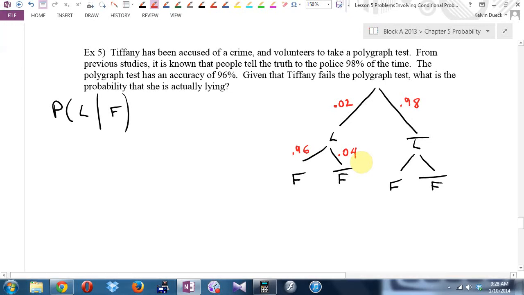Down this branch, she's telling the truth. So, should she pass or should she fail the test if she's telling the truth? Should she pass? How often? How accurate is this test? So, she should pass 96. She should only fail it 4% of the time. A false negative in this case. A false fail. Good. Crunch the numbers. Remember, it's both and divided by the given one.